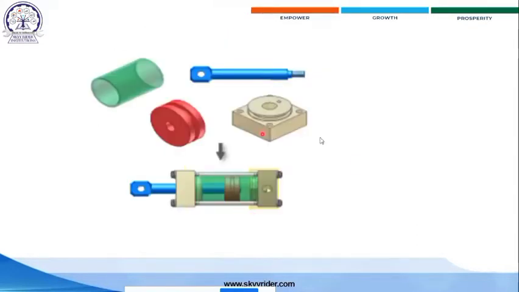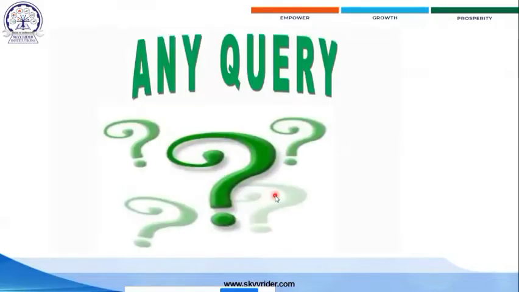If this is a cylinder, in bottom up assembly we make this one, this one, this one separately. Then inside the assembly workbench we put them together in an appropriate manner, sequentially. So, hope you are clear. Then I will jump into the software part. Any query?